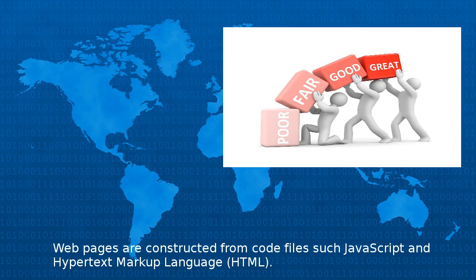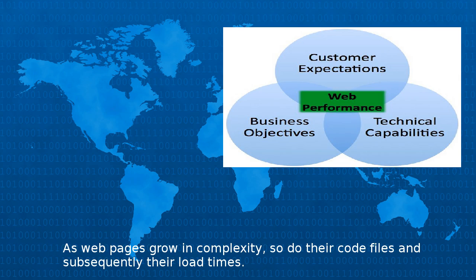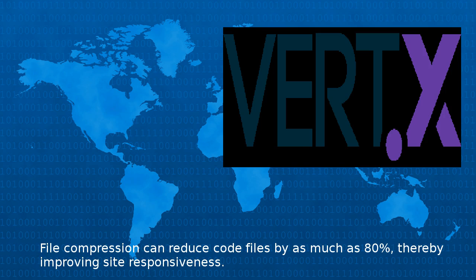Web pages are constructed from code files such as JavaScript and Hypertext Markup Language, HTML. As web pages grow in complexity, so do their code files and subsequently their load times. File compression can reduce code files by as much as 80%, thereby improving site responsiveness.